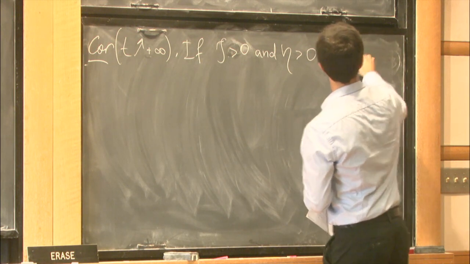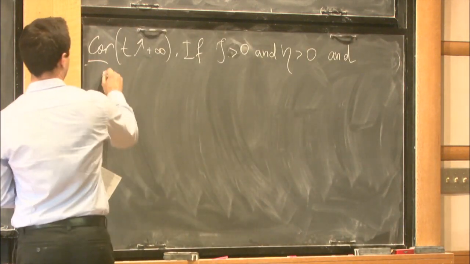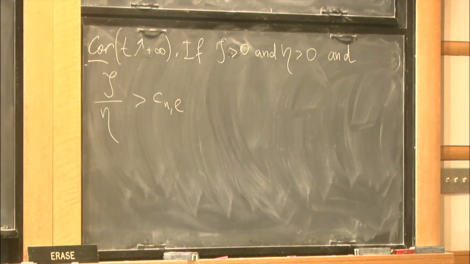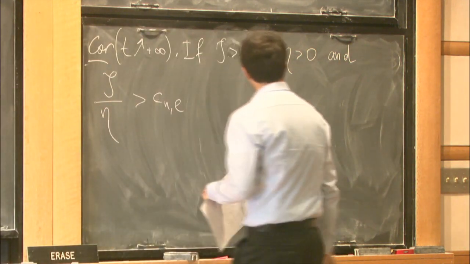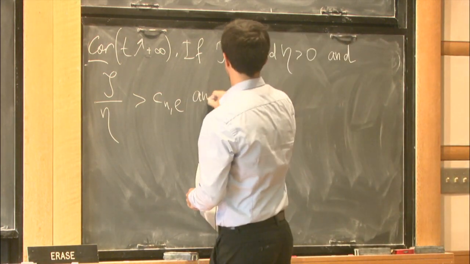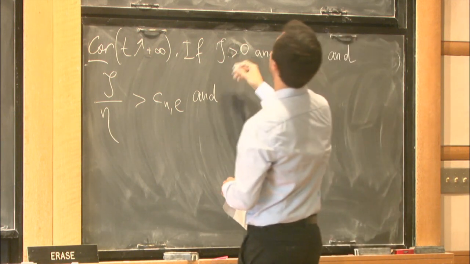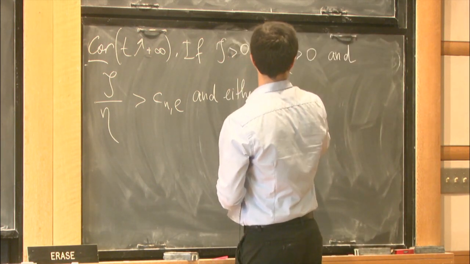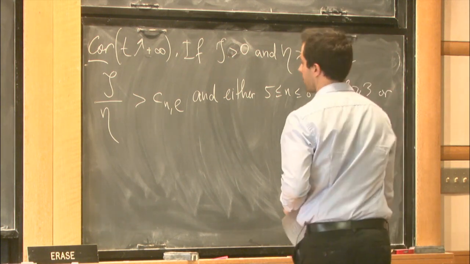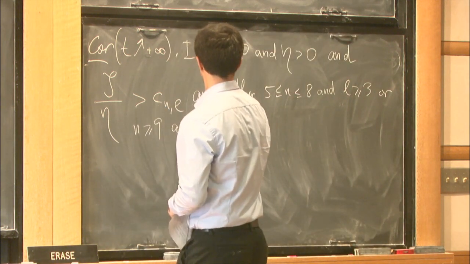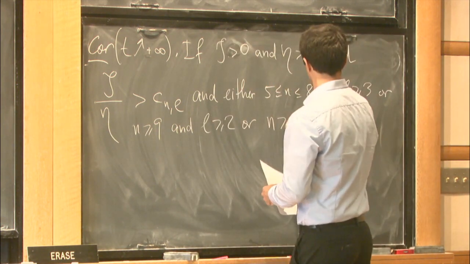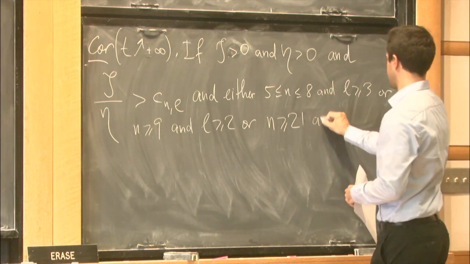And not only that, they need to be pinched somehow. So there's some horrible constant that I'm not going to write down, but it's a dimensional constant. So it depends on the dimension of the total space and of the fiber, so n and l, such that if the ratio between these two eigenvalues is above this constant, and the same dimensional assumptions as before, so either 5 is less than n, less than 8, and l is at least 3, or you have dimension in the total space at least 9, and then you can allow two-dimensional fibers, or if your dimension is very, very large in the total space, 21, then you can allow one-dimensional fibers.